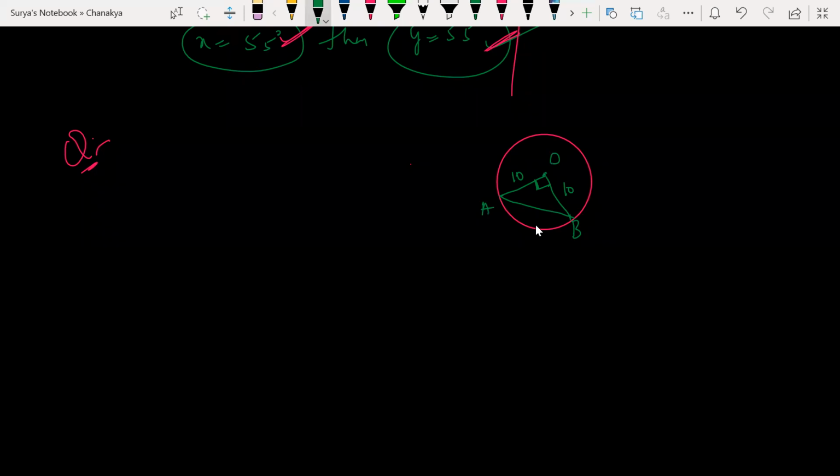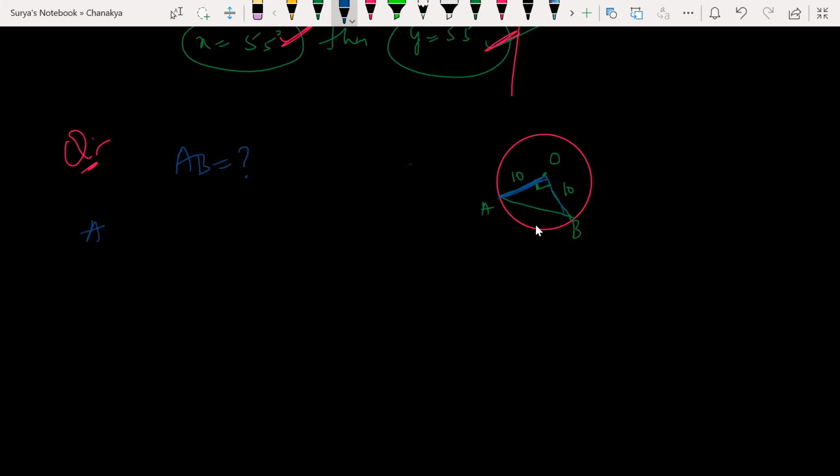So what do we have to find out here? We have to find AB. What is the AB length? Find the length of the chord. Make it fast. What can I use here? This is a right angle triangle, so I can use the Pythagoras theorem.